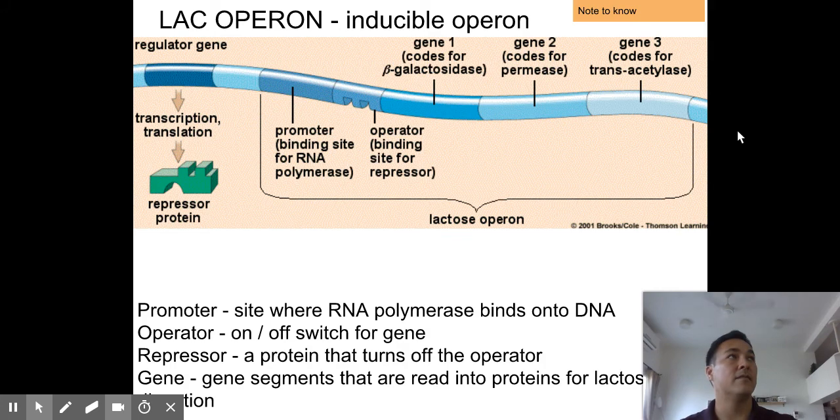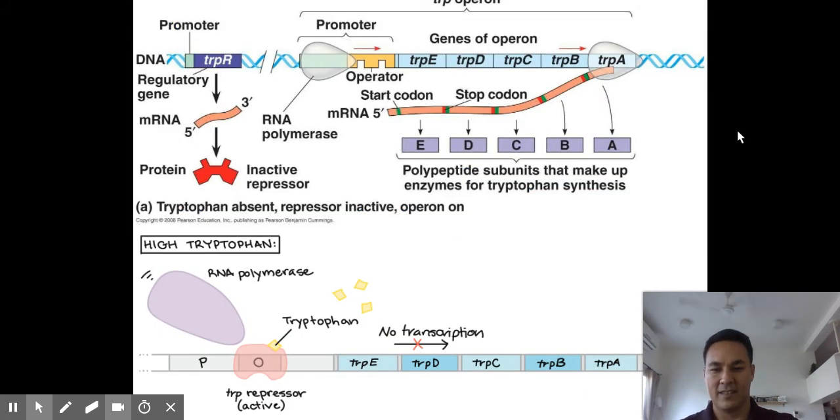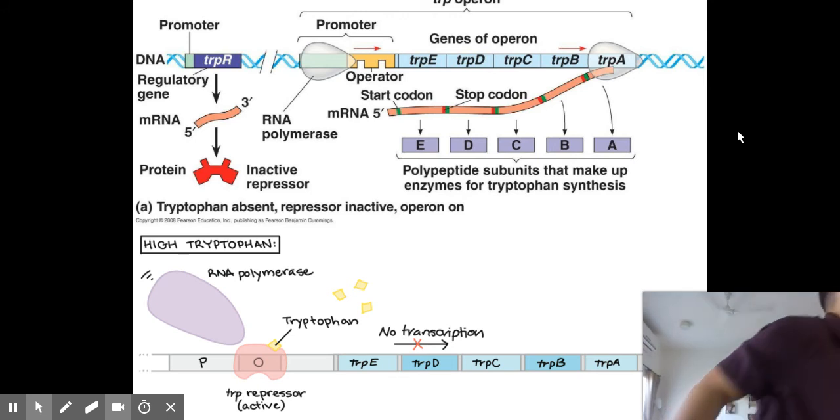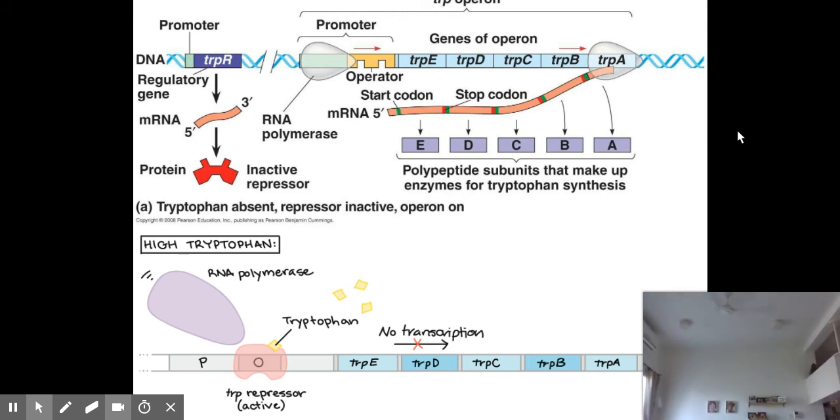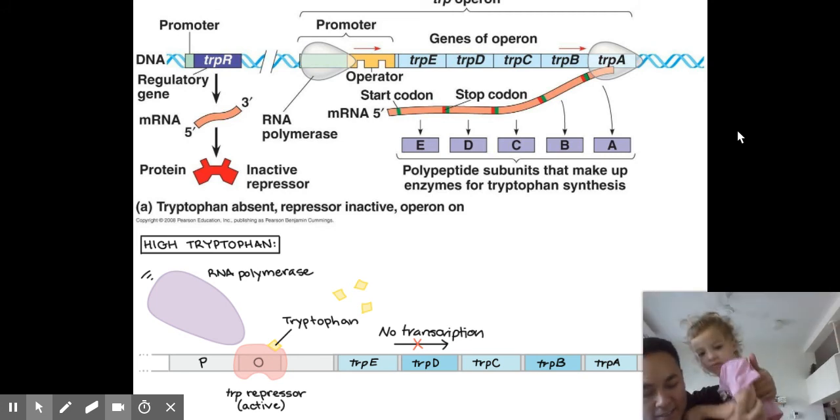Okay, my daughter has woken up. You want to come be part of the video? So I want you to pause the video and try and figure out the trp operon right here while I take care of Ellie really quickly. Ellie, come here, sweetie. Come here, baby. Hurry. You can be part of Daddy's video. Come on. Quick. Okay, Ellie says hi.